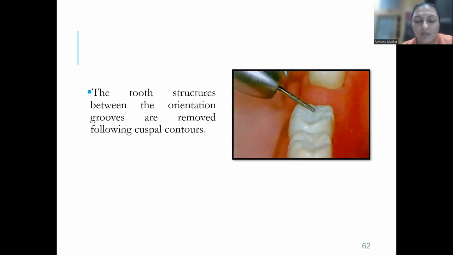Then the tooth structures between the orientation grooves are removed following the cuspal contours. As we have seen in earlier preparations, the depth orientation grooves are made 1.5 mm on the functional cusp and 1 mm on the non-functional cusp along the triangular ridges and the developmental grooves. Now, once this is done, the tooth structure between these grooves is removed following the cuspal contours to complete the occlusal reduction.